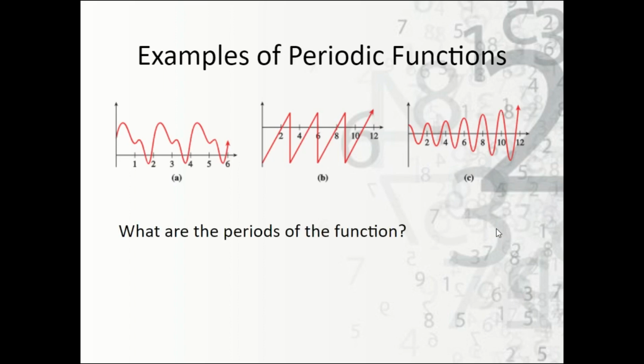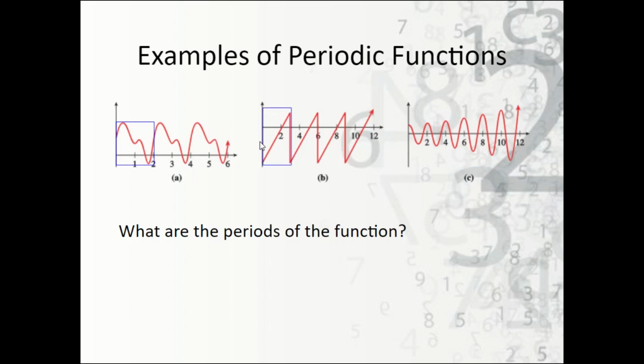So what are the periods of the function? Well, we can see that from here to right about there, it's doing something different. It's unique. Then once it gets to here, it starts over again. So we would say that this is our pattern, which has a period of about 2.